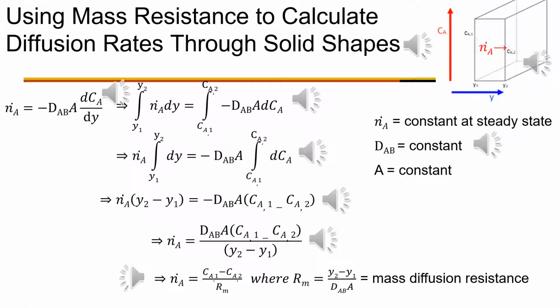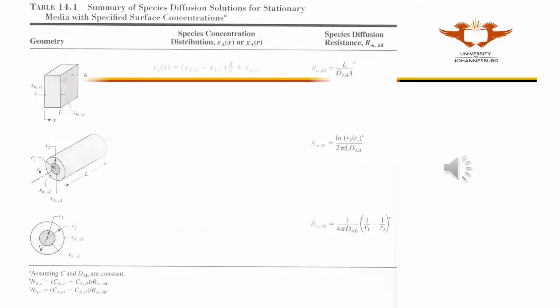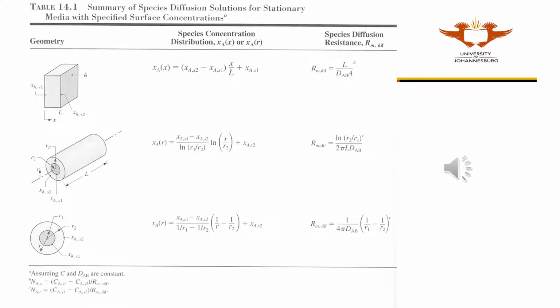You can also develop the mass diffusion resistances for other solid shapes in this way, integrating with respect to r instead of y, as you can see in the following slide. The diffusion resistances of three different geometries are given in the last column.